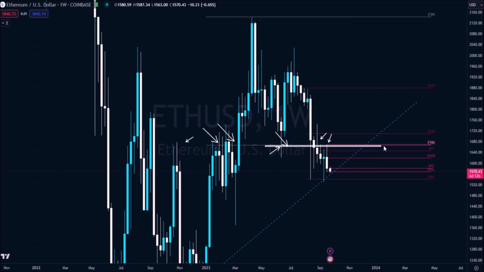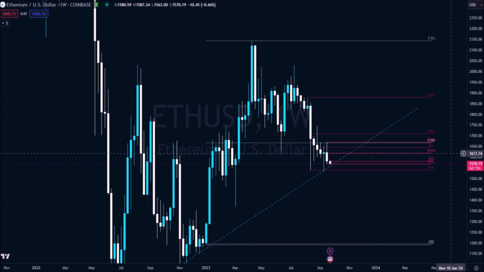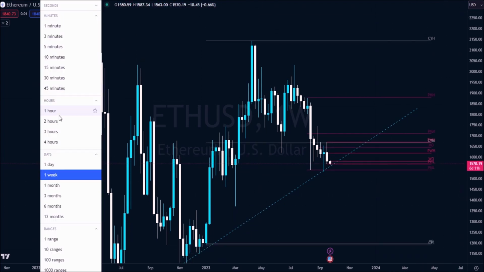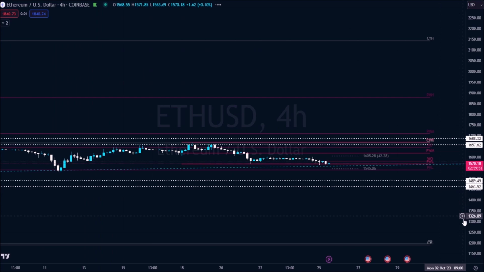If we somehow break back above, say we get a bounce off this trend line, bounce up here, get back above that current yearly midpoint, then I would change my bias on Ethereum and start looking for long opportunities. At the moment, everything is bearish in my eyes, and for day trading purposes, I'll be looking for selling opportunities.